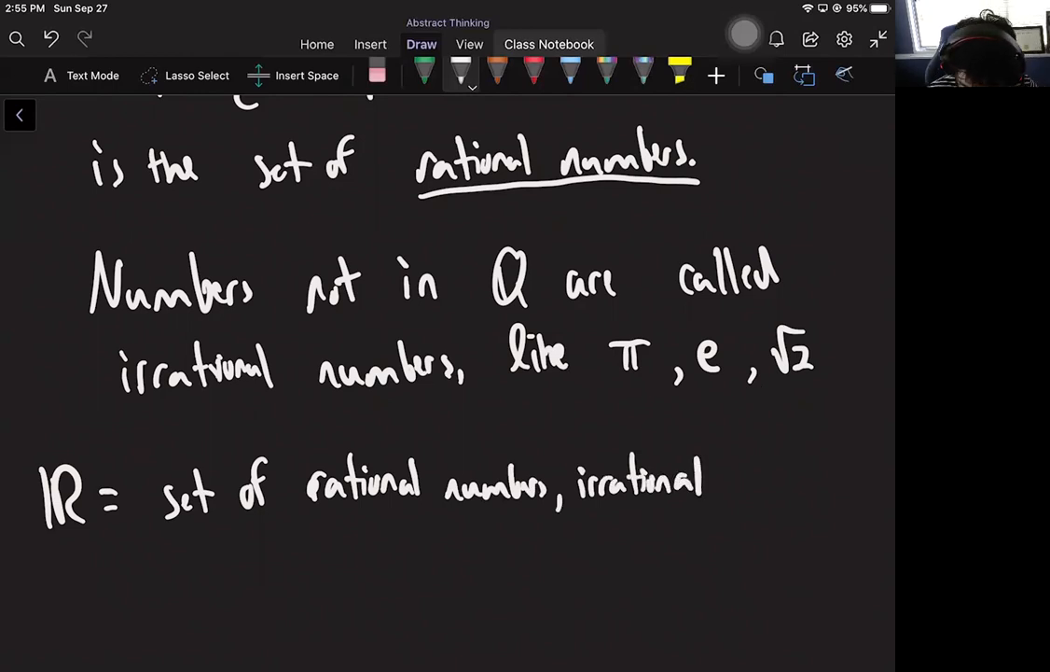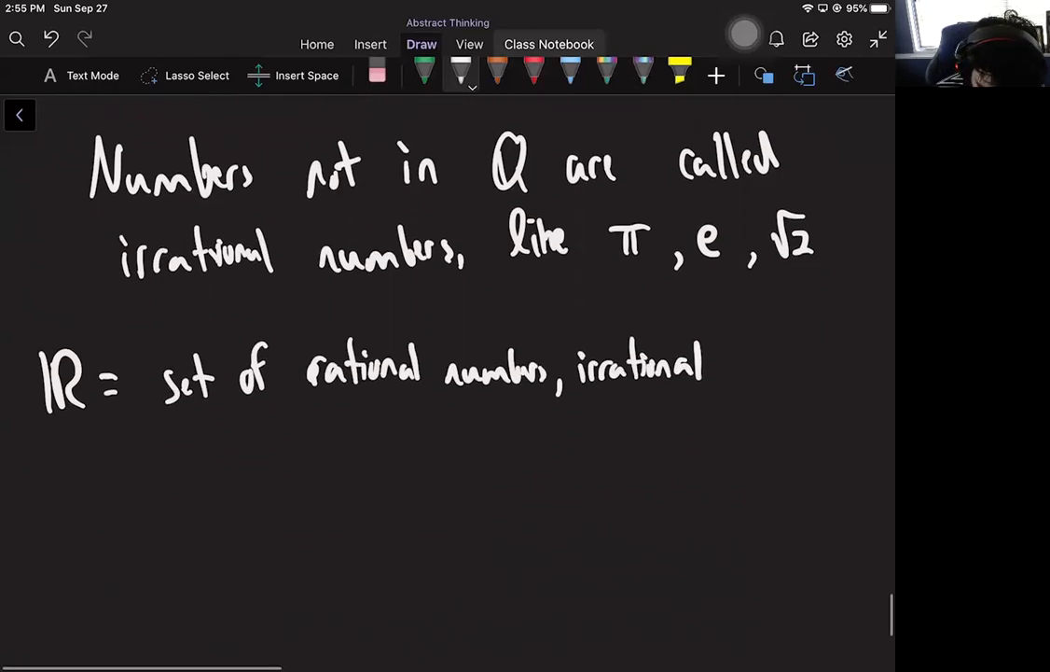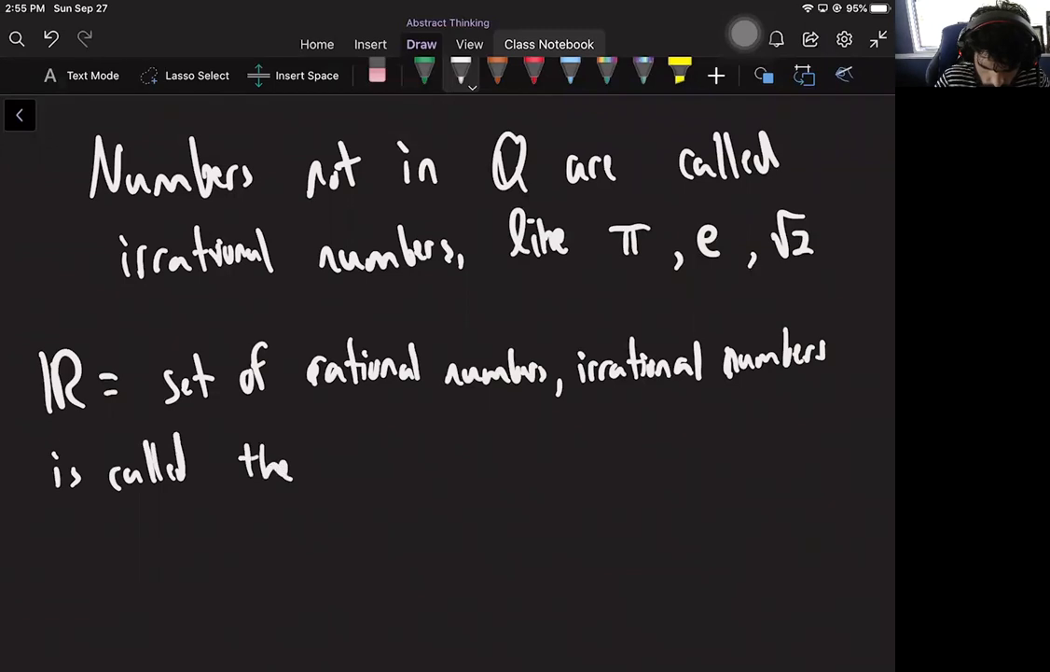This is where the word "and" comes back to haunt me. So I don't mean "and" in the math sense. I mean "and" in the sense of putting both together. So the set of rational numbers and the irrational numbers all together. And this is called the set of real numbers.